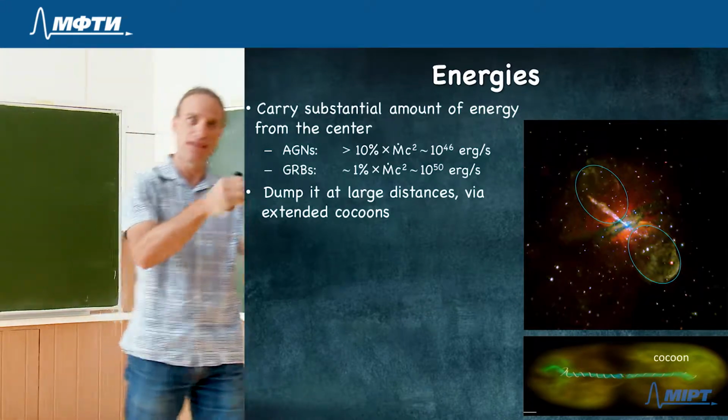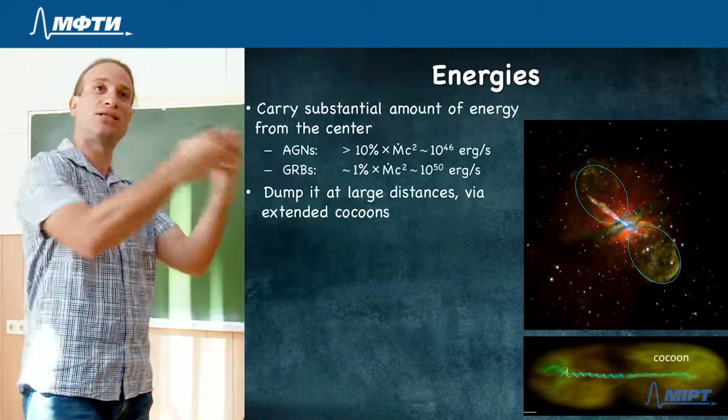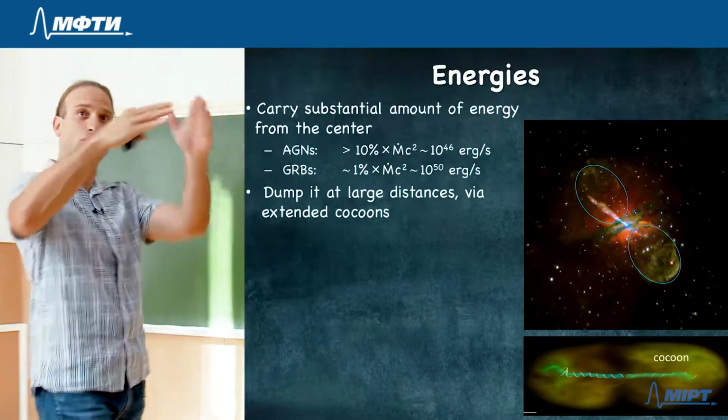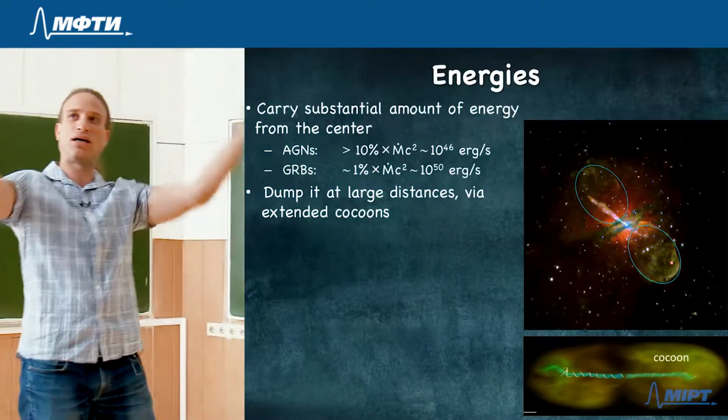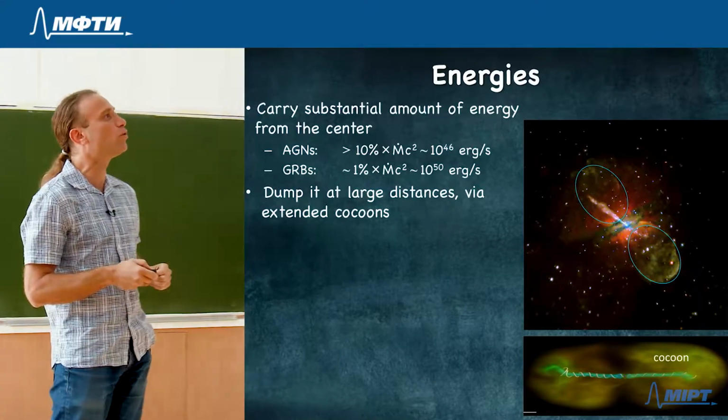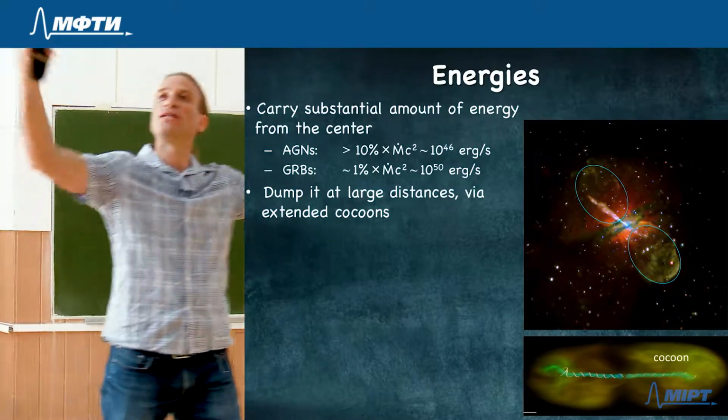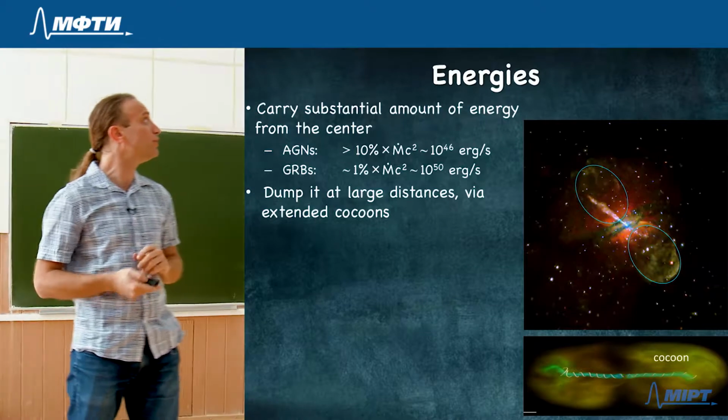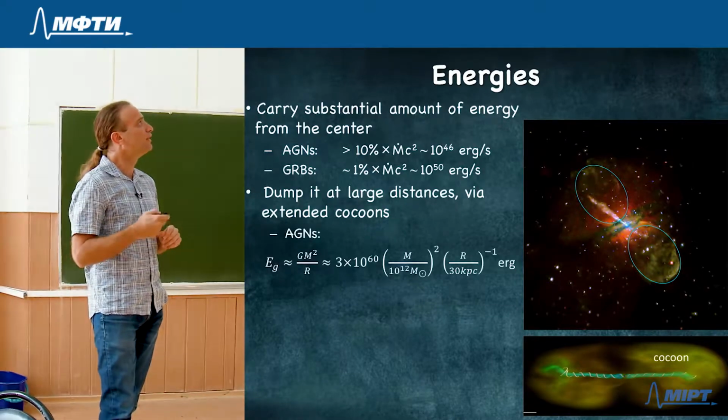The jet propagates, it dumps its energy into the cocoon, and it's continuing to propagate, and when the jet dies, all this energy becomes stuck into this cocoon, and through this cocoon it's getting distributed to the surrounding.